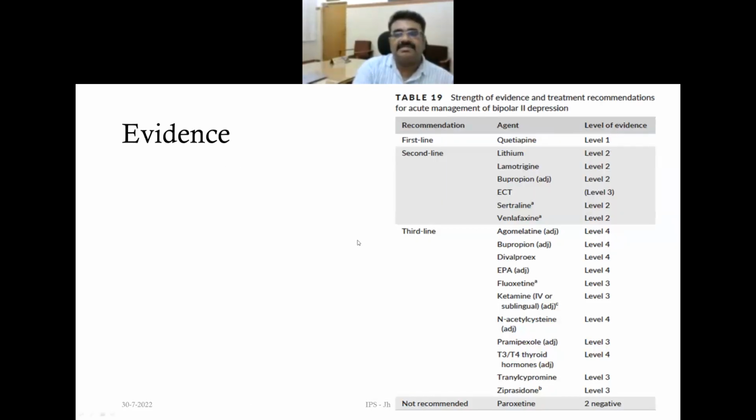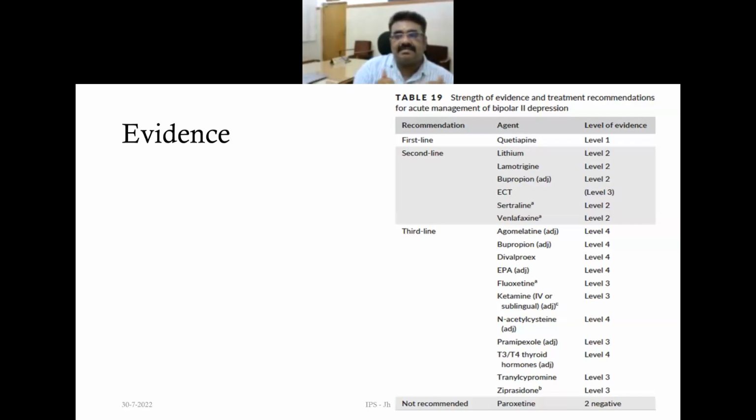So what are the treatment options that the CANMAT guidelines recommend? Quetiapine is the drug for which most evidence is available for treating bipolar 2 depression, followed by lithium, lamotrigine, adjunct bupropion, ECT, sertraline, venlafaxine. Now, as you can see, there are a lot of antidepressants being used here, and there have been studies which have used fluoxetine and other antidepressants even without a mood stabilizer. Of course, that's not something that I would advise. But if you're using it, make sure that you're using an adequate dose of a mood stabilizer.